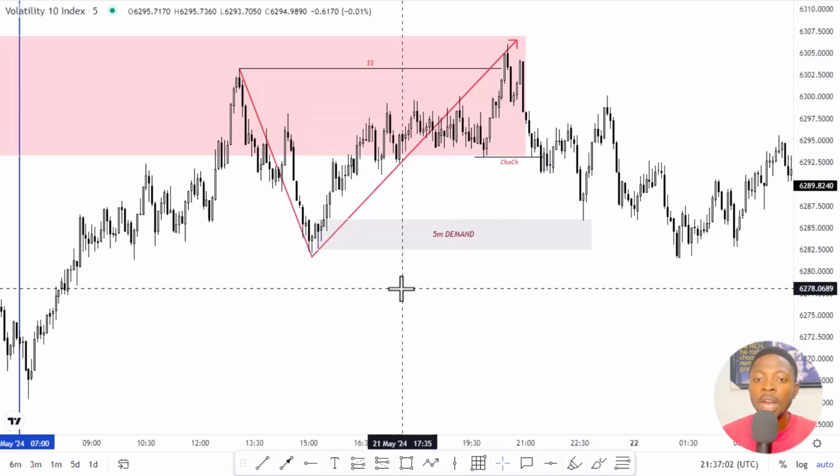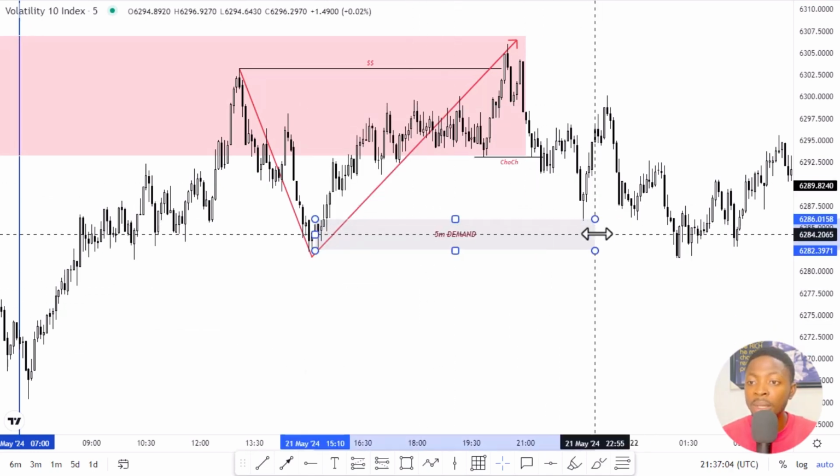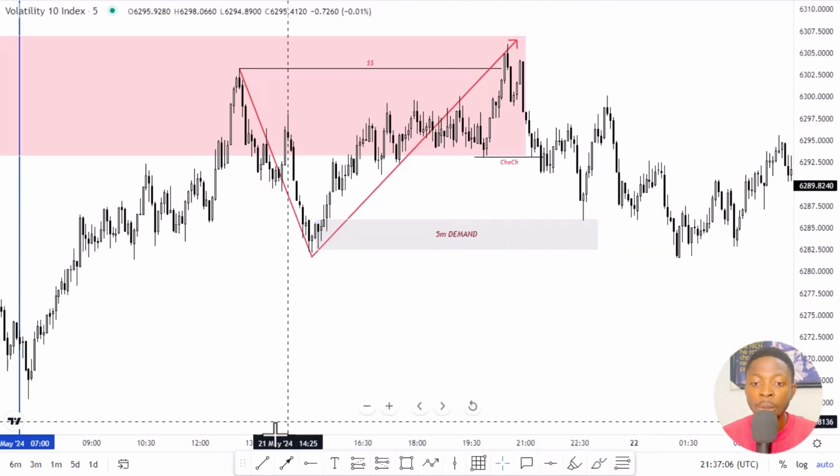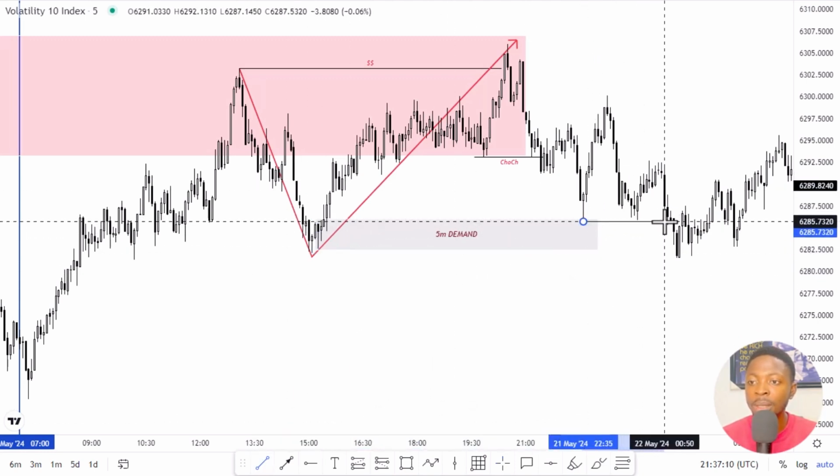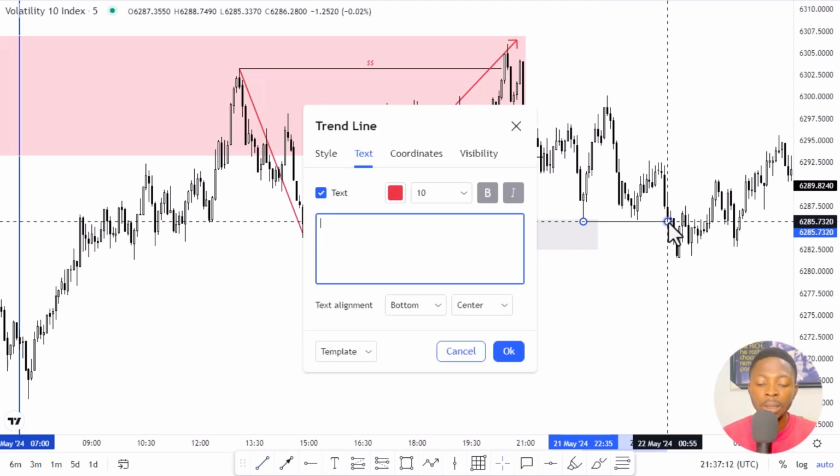So we have our 5 minute demand and we have a proper mitigation of that particular guy. But what did we see? We had the failure of that zone, giving us a break of structure. So we had a break of structure to the bottom, then boom.